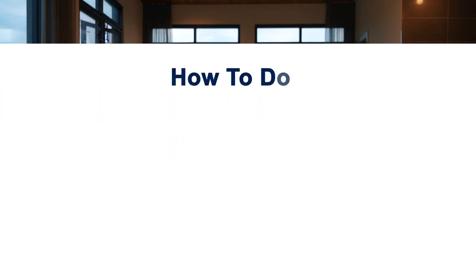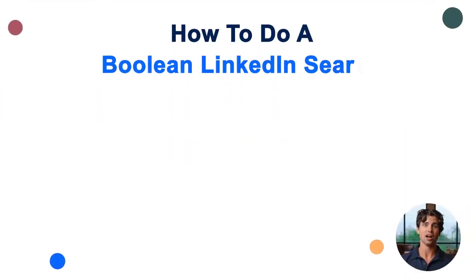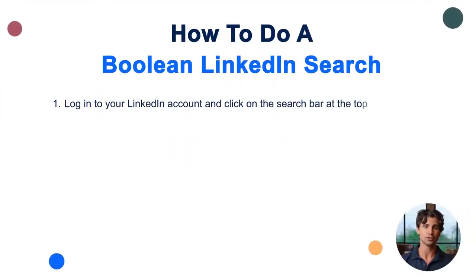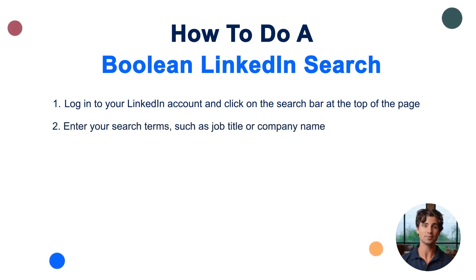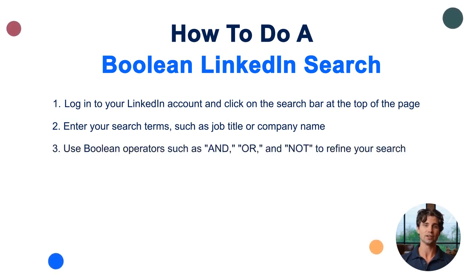LinkedIn offers a powerful search feature we talked about that allows you to find companies and jobs based on specific criteria. By using Boolean search operators, you can refine your search and find exactly what you're looking for. Here's how to do a Boolean LinkedIn search. Log into your LinkedIn account and click on the search bar on the top of the page. Now enter your search terms such as job title or company name. And then you plug in your Boolean operators such as and, or, and not to refine your search.